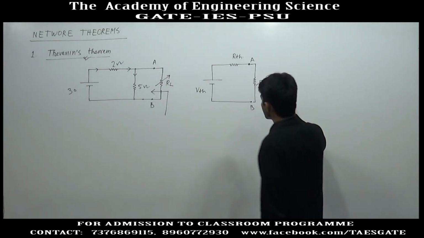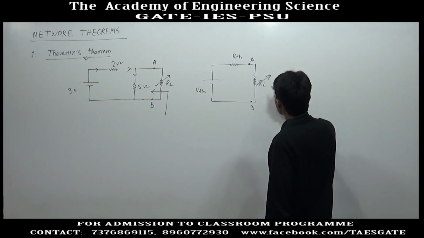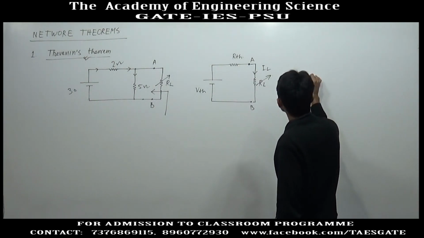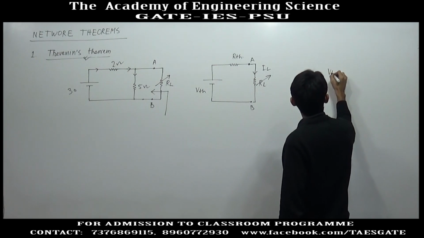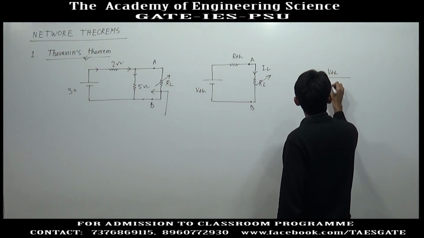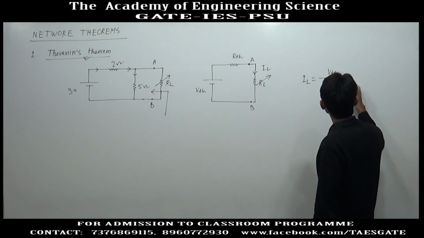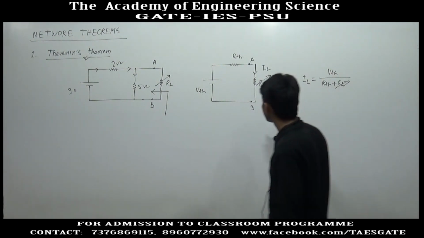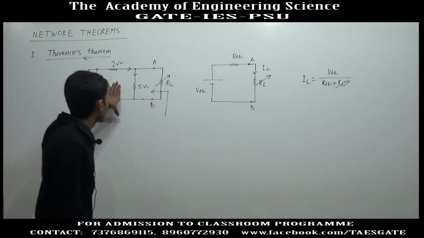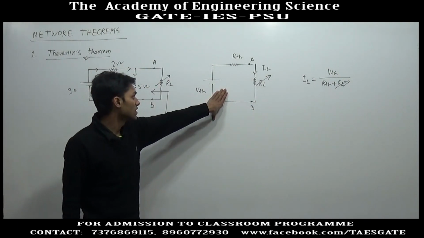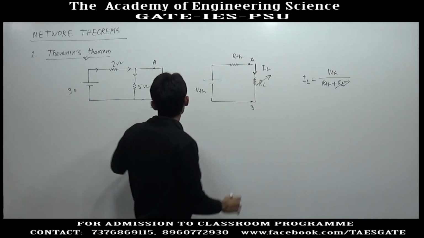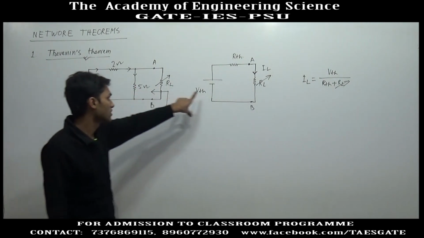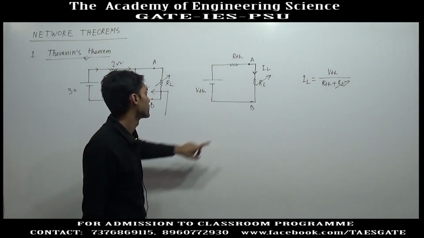Now, in this circuit, if we want to calculate the current in the load resistance, the IL can be written as VTH divided by RTH plus RL. Now you keep changing the load resistance, and the current can be calculated very easily. But transforming this circuit into this circuit means that whether you calculate the current through RL from this circuit or this circuit, the amount of current must be the same.